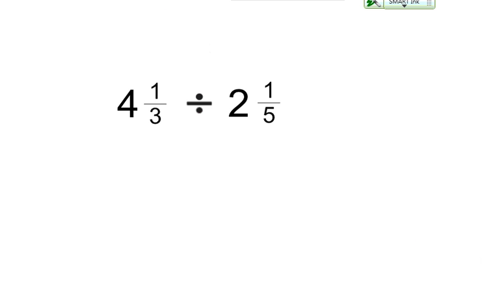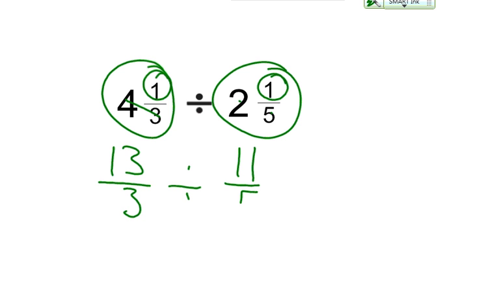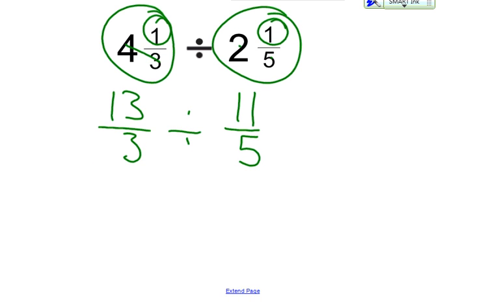Let's jump right into it and try it just with numbers. Step 1, change our numbers into improper fractions. So 4 times 3 is 12, plus 1 gives us 13. So 13 over 3. And we're still dividing at this point. 2 times 5 is 10, plus 1 gives us 11 over 5. However, to divide by a fraction, we are actually multiplying by the reciprocal.